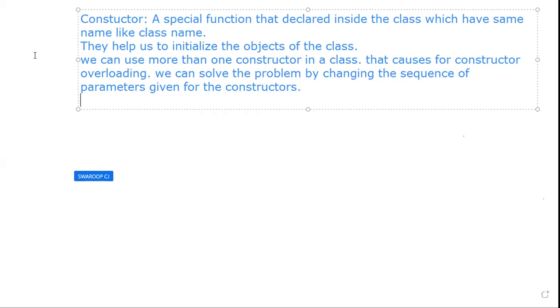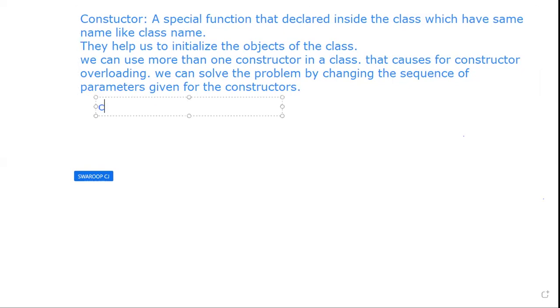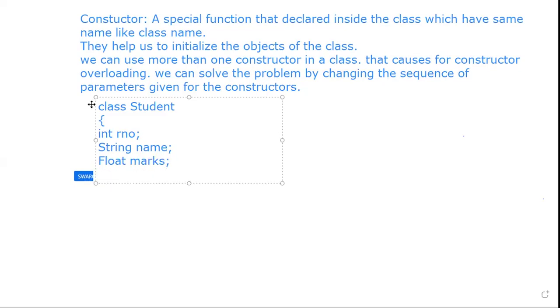The example here, I'm writing the example here: the class student, okay. int roll number, string name, and float marks. So in this case, I have defined three member data values which become private by default. Okay. Now we have to create the methods.